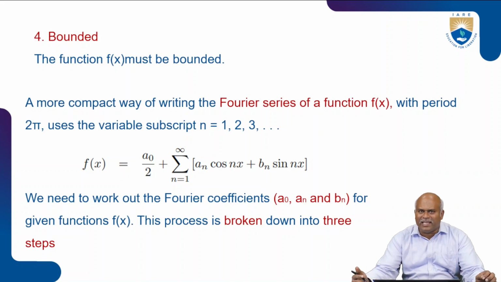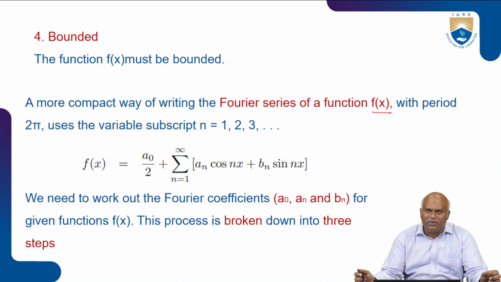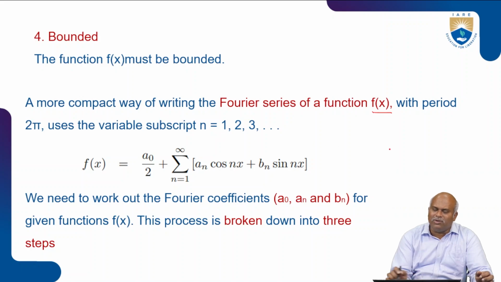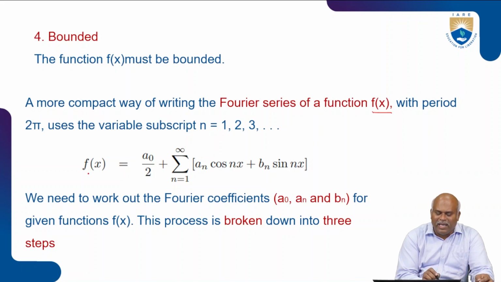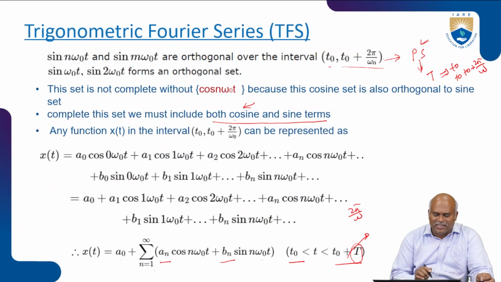In this case, we write the Fourier series. Here I write f of x with a period of 2 pi, using the variable subscript n equal to 1, 2, 3, 4 and so on. Now I write f of x. Here I use the Fourier series as x of t.